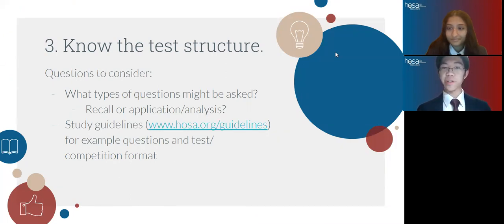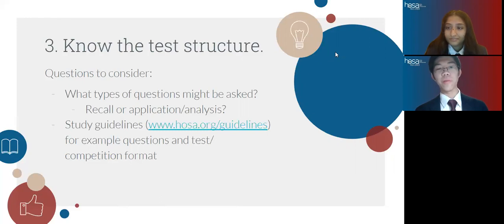So the questions to consider here are what types of questions might be asked. You've got recall. Recall is just restating or regurgitating something that can be easily found in the textbook, or application or analysis, which really applies more to ATC knowledge tests and things like medical math. Just knowing what types of questions will be asked and how well you need to know the material. For something like medical spelling, for example, it's almost all recall. So you really won't need to busy yourself with knowing the definitions, etc.